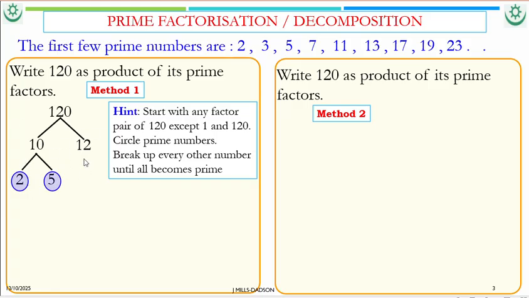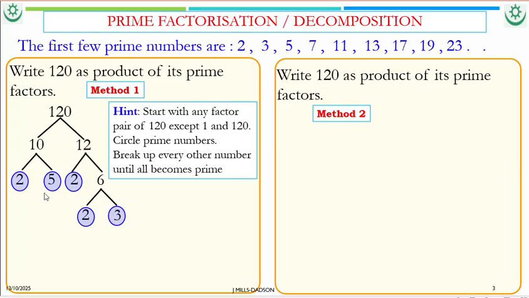Let's look at 12. What times what makes 12? So many possibilities. You can choose 2 times 6 or 3 times 4. So I've chosen 2 times 6. 2 is a prime, so I need to break 6. 2 times 3 is the only option, and they are all prime. Now I've got all the numbers to be prime.